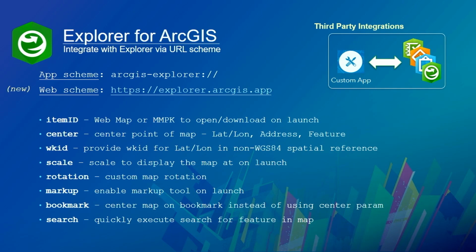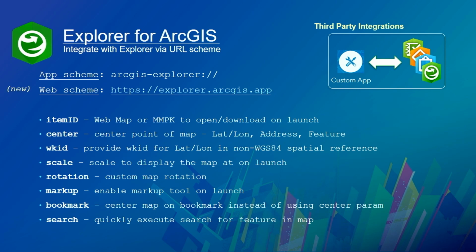One of the last features that I do want to talk about, I spent some time earlier talking about the ability to integrate between applications. If you build your own applications and you want to be able to launch Explorer and show the map and show users where that particular thing is, this is kind of how you would do that. This is what we call a URL scheme. If you build your own application, you can invoke Explorer via this URL scheme.